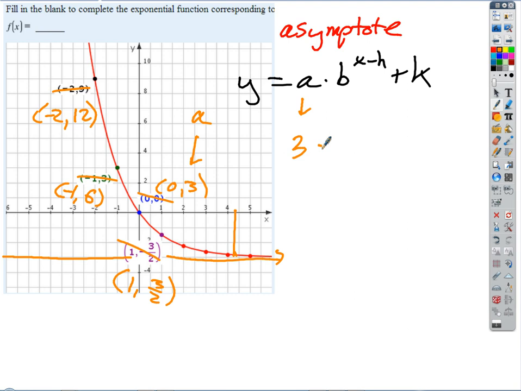What's my constant multiplier? We're getting smaller by 1/2, aren't we? If I take any successive y points, to get from 12 to 6, I multiply by 1/2. To get from 6 to 3, I multiply by 1/2. To get from 3 to 3/2, I multiply by 1/2, right? So the b becomes 1/2. It hasn't been slid horizontally at all, has it? So h is 0. So far, so good.